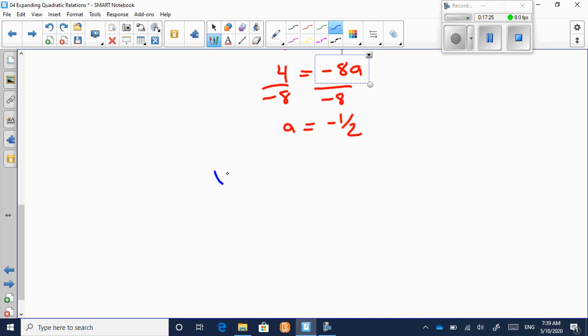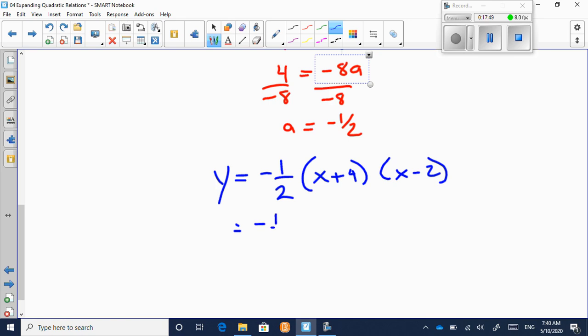Awesome. So basically, here's what we know about this equation. We know that y is equal to, there's the a, -1/2 times (x plus 4)(x minus 2). Oops, I said 4 and I wrote 2. And now the question did say they wanted it in expanded form, or the standard form. So here we go. Let's leave the -1/2 for now.